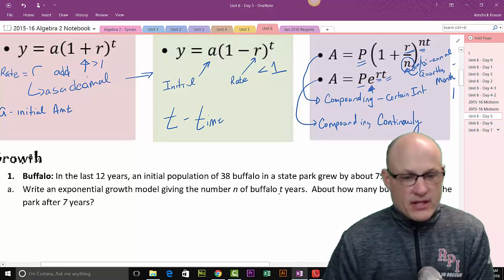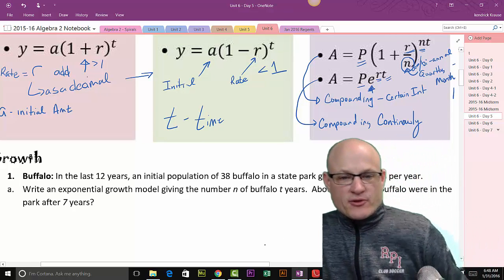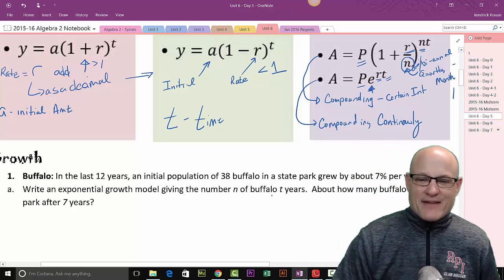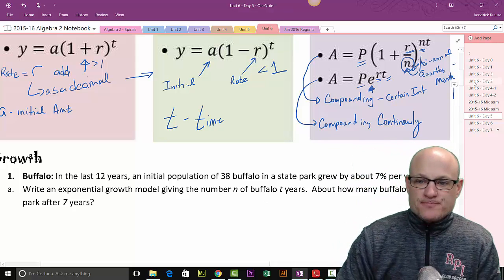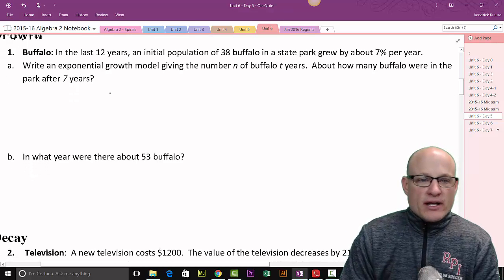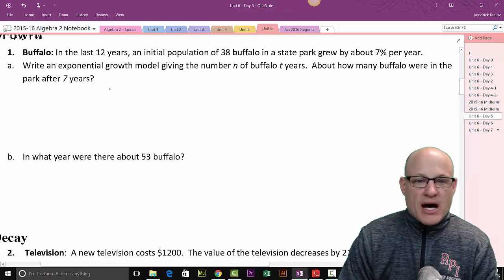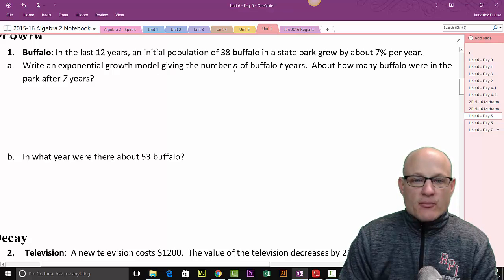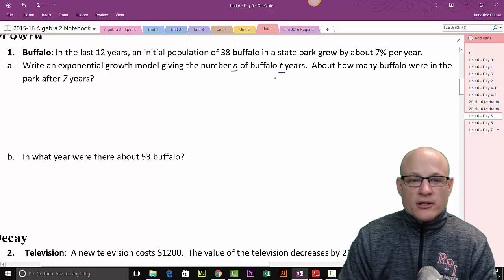Growth. Buffalo. In the last 12 years, an initial population of 38 buffalo in the state park grew about 7% per year. Write an exponential growth model given the number N of buffalo over T years.